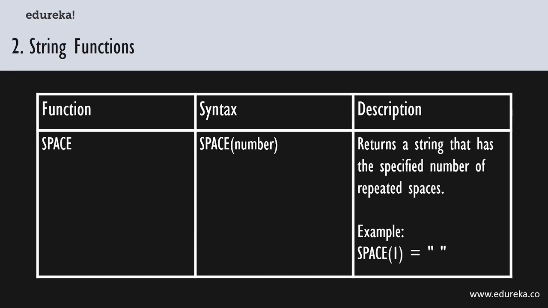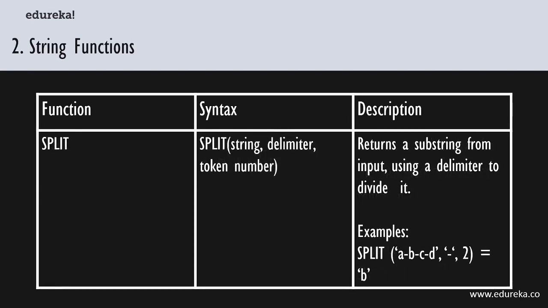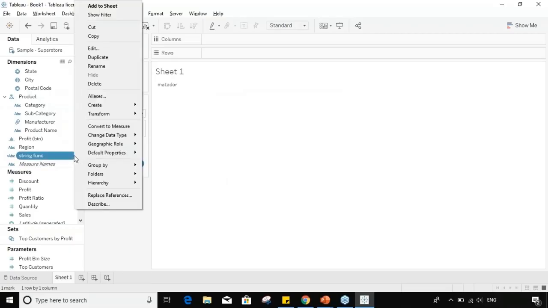So space 1 is going to give you 1 space, 2 is going to give you 2 spaces, so on and so forth. Then we have split. Now this is an interesting one. It returns the substring from a string using a delimiter character to divide the string into a sequence of tokens. Now the string is interpreted as an alternating sequence of delimiters and tokens. So let's see how this works.